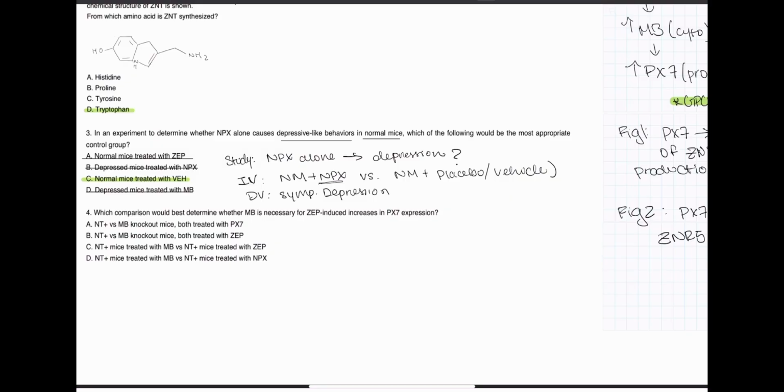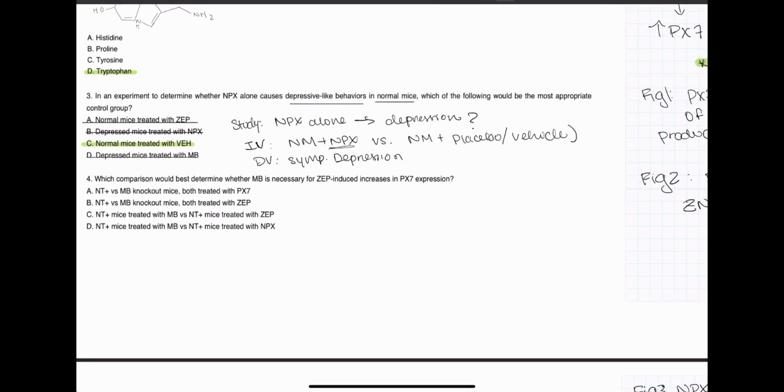So that will give us confounding variables, so we do not want that. So C is our best answer. Okay, moving on to question 4. Which comparison would best determine whether MB is necessary for the ZEP-induced increase in PX7 expression?